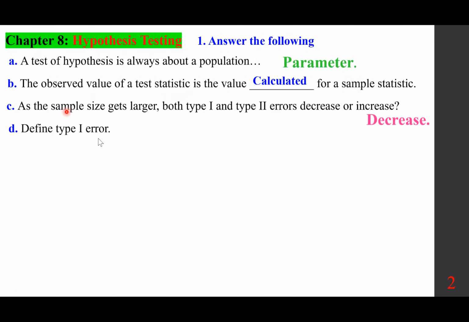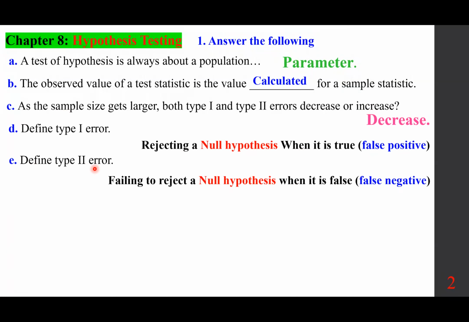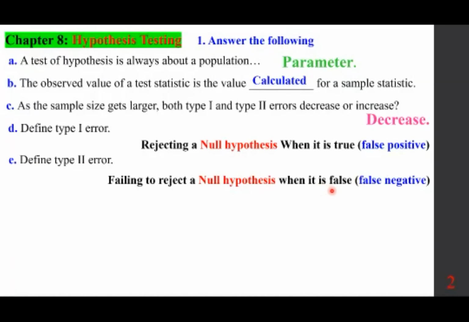Define type 1 error. Rejecting a null hypothesis when it's true, also known as false positive. Define type 2 error. Failing to reject a null hypothesis when it is false, false negative.